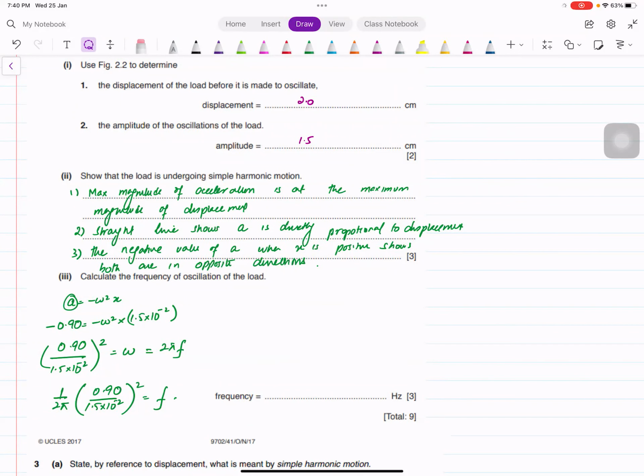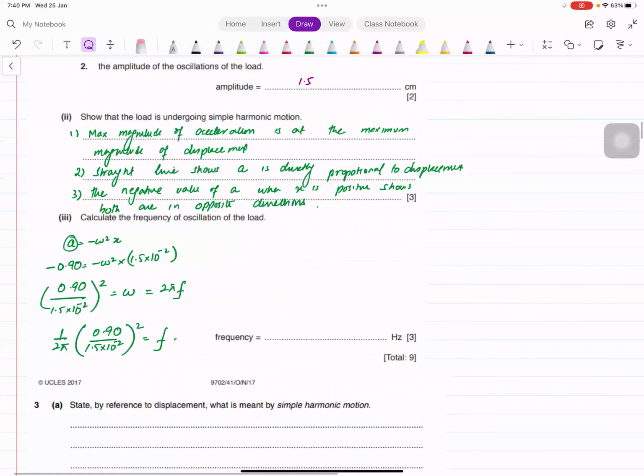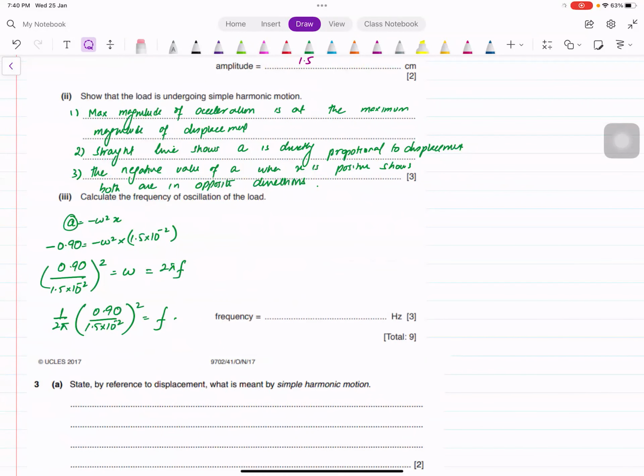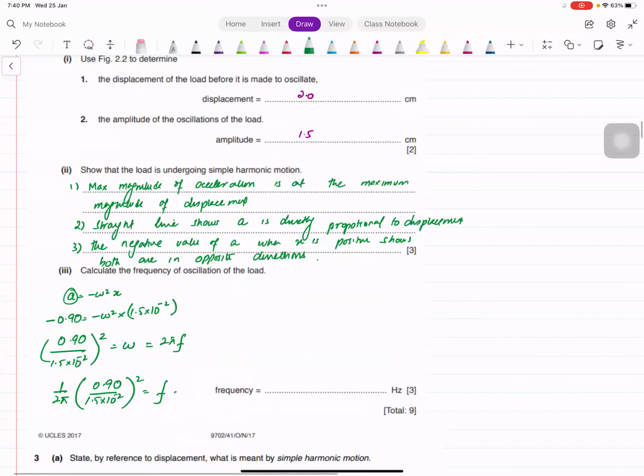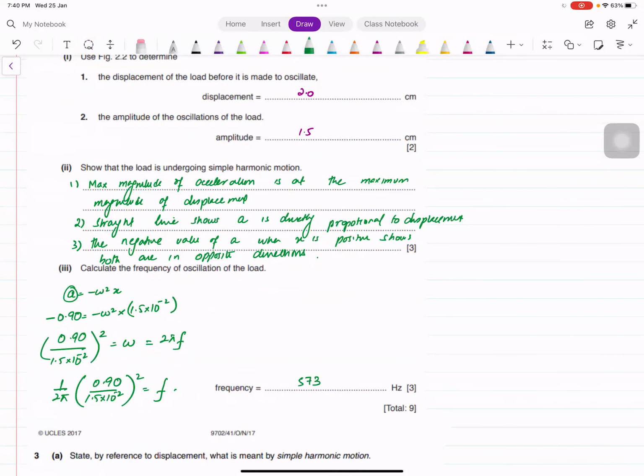573 hertz. Okay. All right. Isn't it a very big value? Don't you think so? Yeah, I think it is.